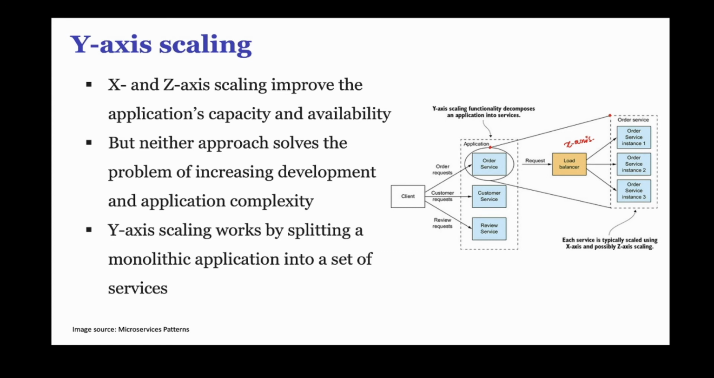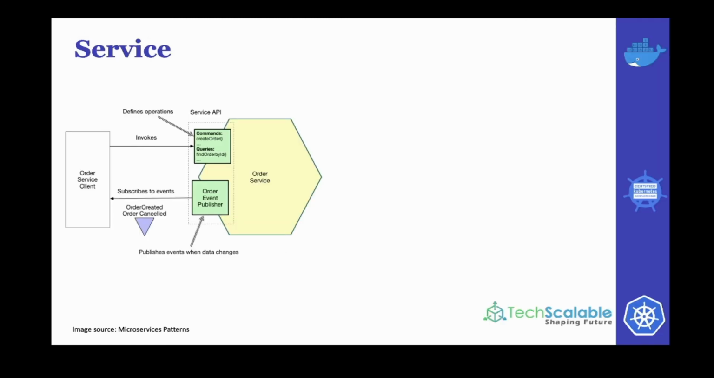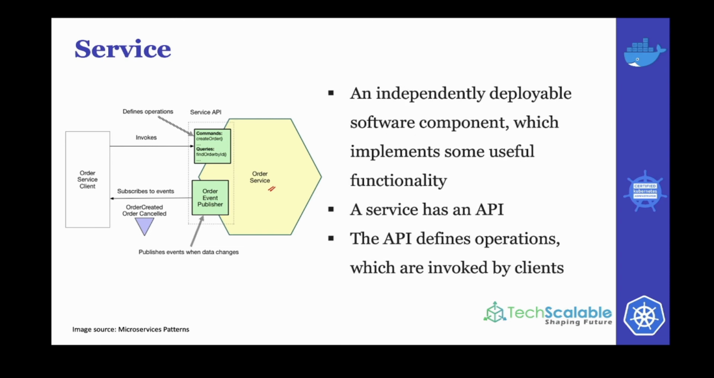So y-axis scaling works by splitting the monolithic application into a subset of services. The word service is what we need to understand exactly. So I have an order service which implements the logic of managing the orders which the user places, and we would have some APIs with which other services can communicate with us, like an order service client, which would be invoking create order or looking for an order. If I want to search anything by order, then they would be invoking these REST APIs.